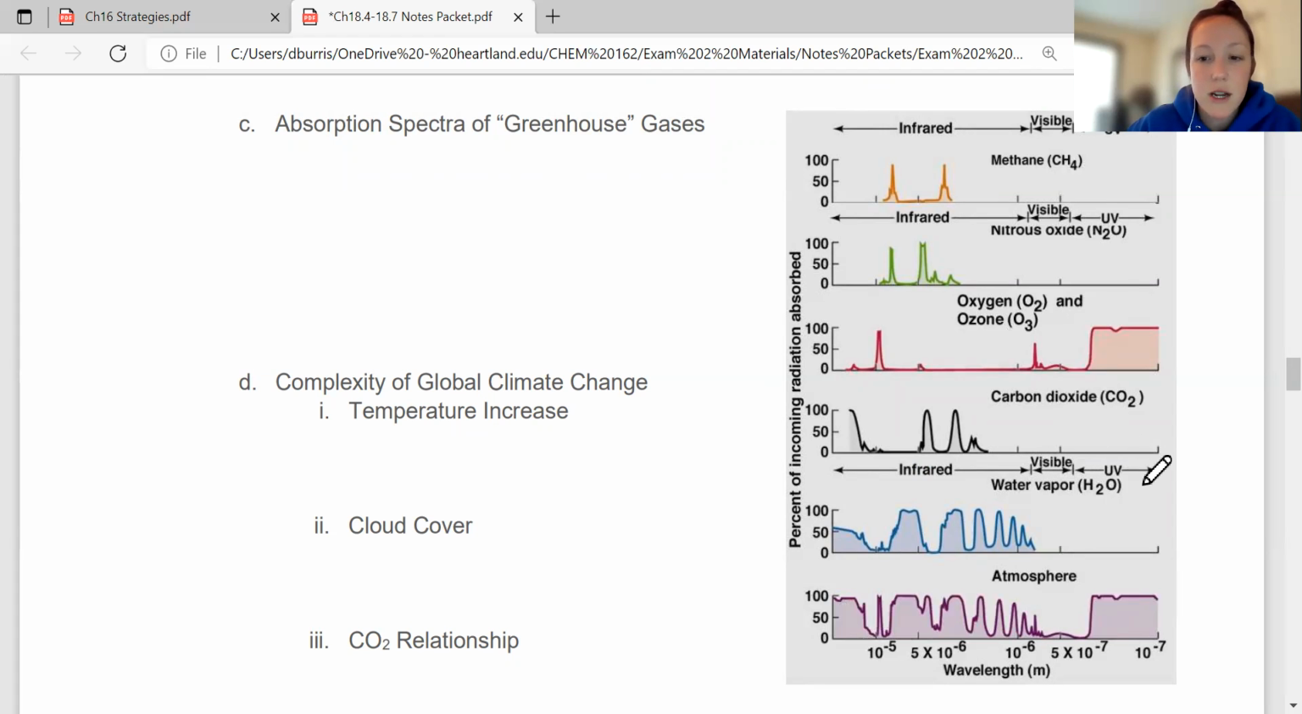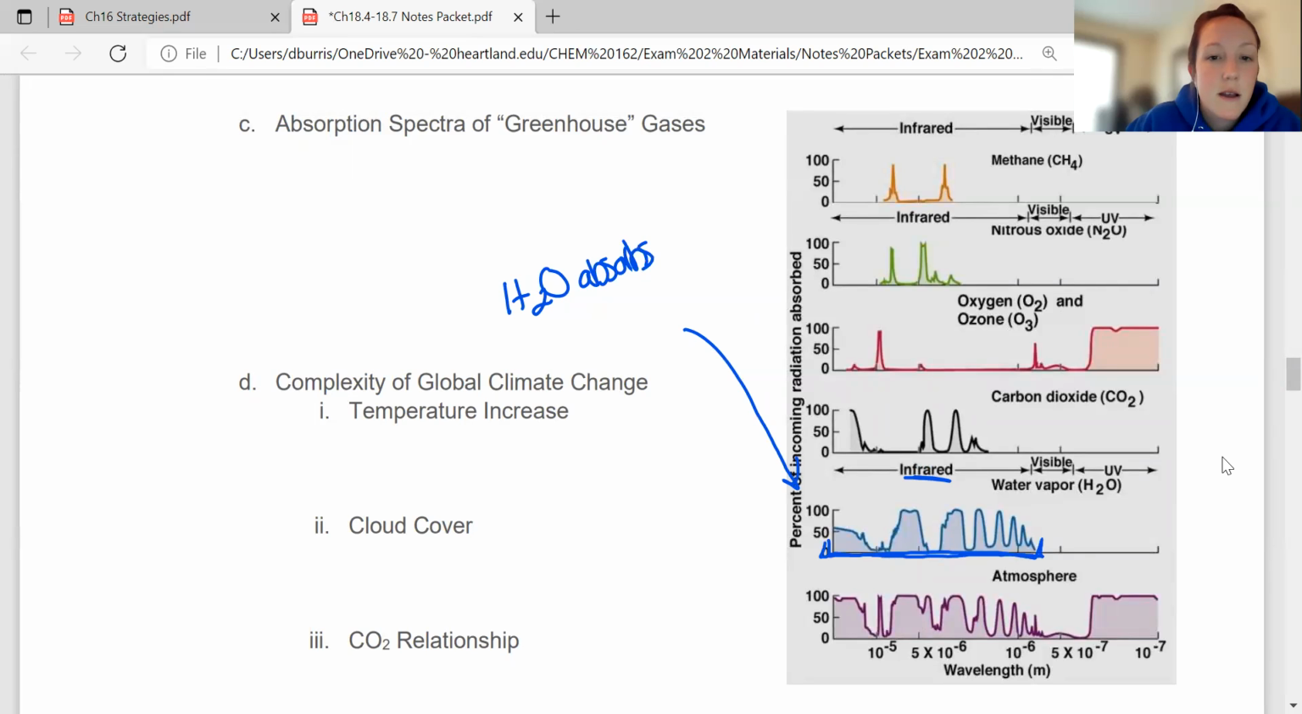So I'm just going to look at water here for a minute, and you can see water absorbs a lot of waves down here. Okay, so water likes to absorb these infrared waves. Okay, and it absorbs a lot. That's why it's the biggest contributor to greenhouse gases. So H2O absorbs the best because it absorbs a lot of those waves. Okay, carbon dioxide also, notice not as much, but also in the IR.